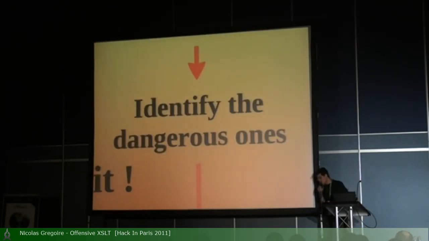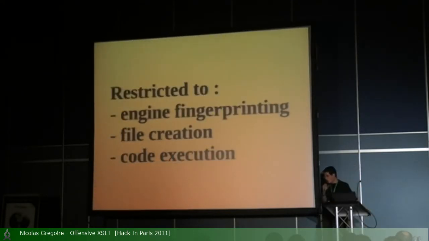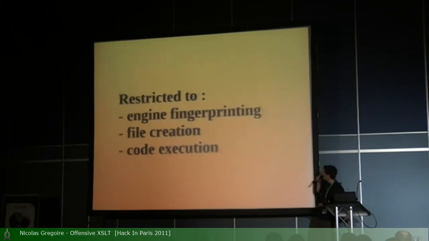So we need to identify the dangerous features. We have enumerated every feature available. I choose to restrict to fingerprinting, because we need to know precisely which engine is executed in order to get the right exploit. File creation, because it's really interesting, and code execution, native code execution, for example, C# or Java execution.